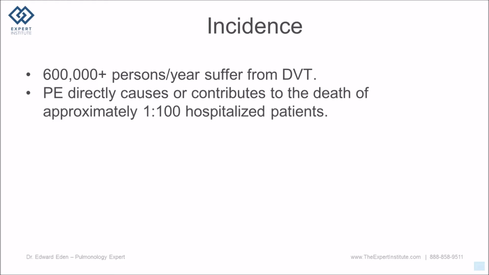Pulmonary embolism and DVT, deep venous thrombosis, is a quite common phenomenon. It's estimated that up to 1 million persons a year suffer from deep venous thrombosis. And it's been estimated that in hospitalized patients, approximately 1 in 100 suffer directly or indirectly from the effects of pulmonary embolism. That's quite a burden in healthcare, and many hospitals are focused on the prevention and mitigation of pulmonary embolism and venous thrombosis. Next slide, please.